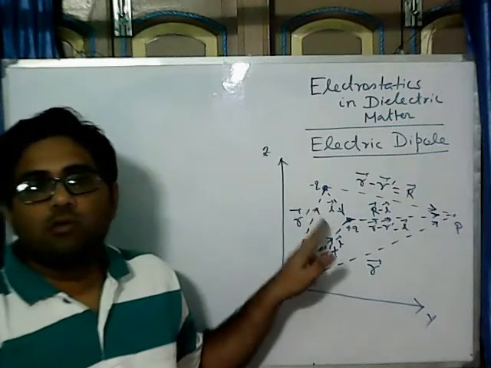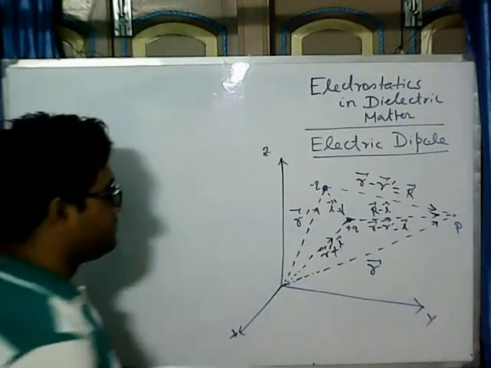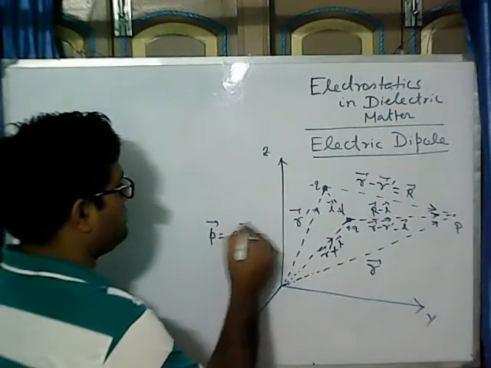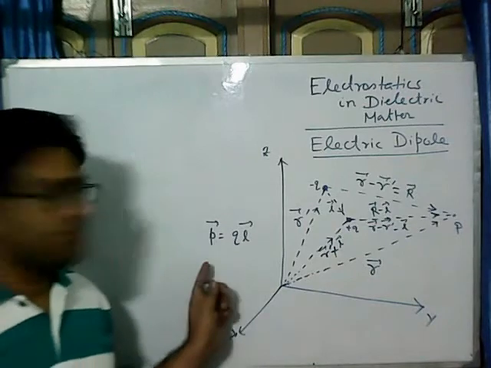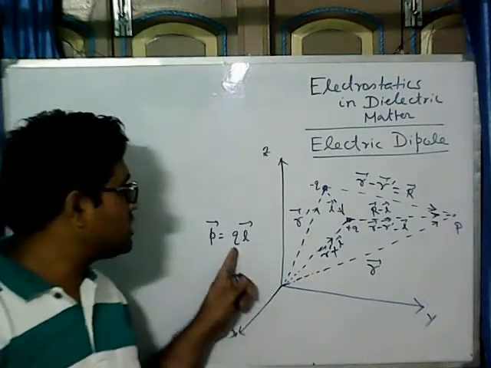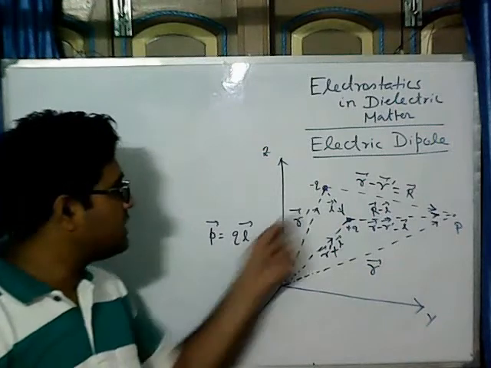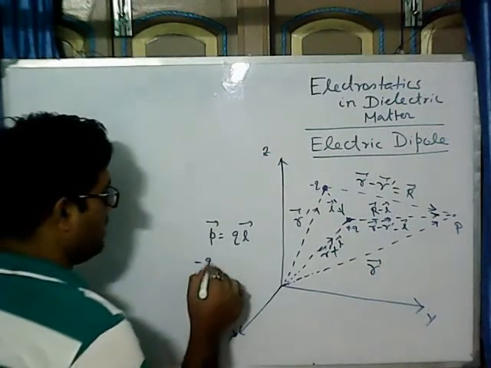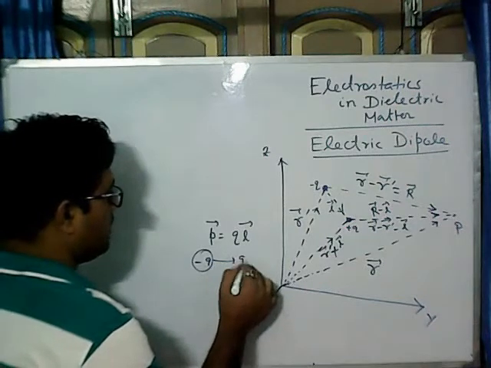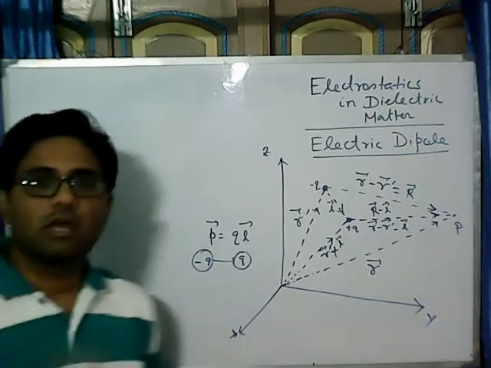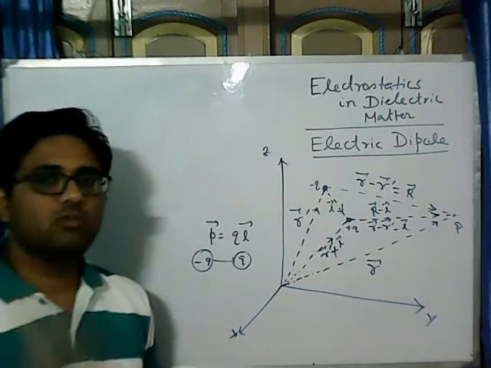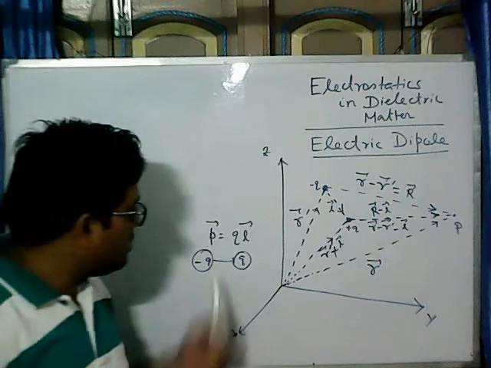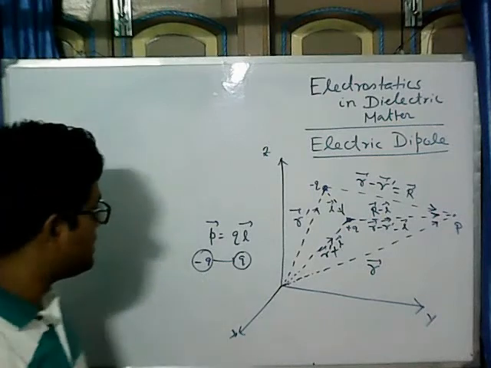So if we write P as the dipole moment, then the dipole moment can be quantified like this: q is the charge and L is the length between these two charges, and the direction of the length is from minus q to plus q. So the electric dipole moment direction is from negative to positive. Okay. So what will be the unit in SI unit?